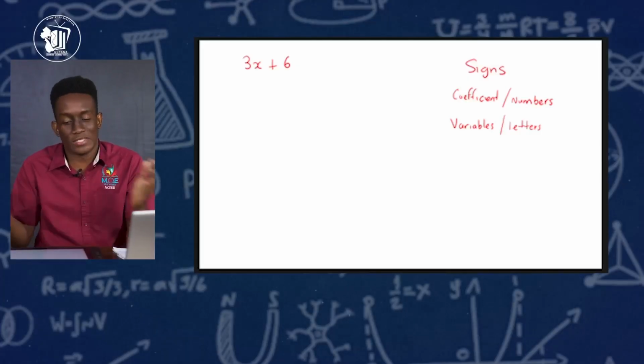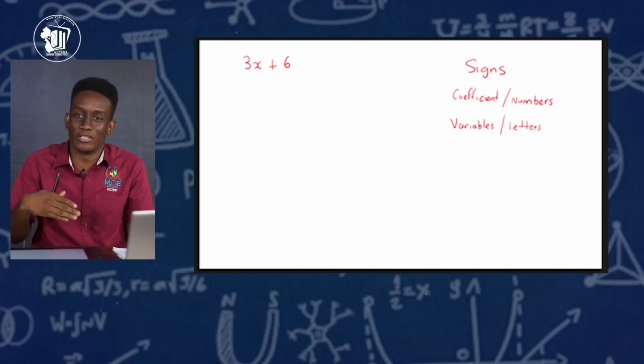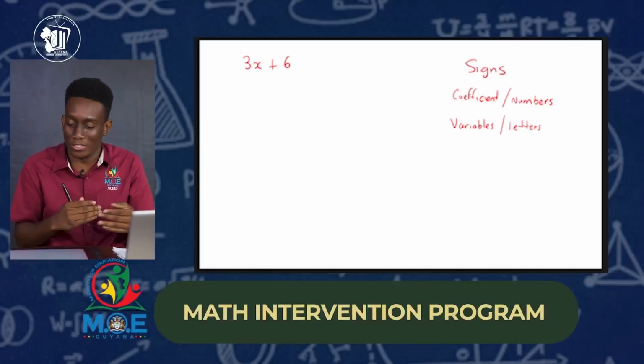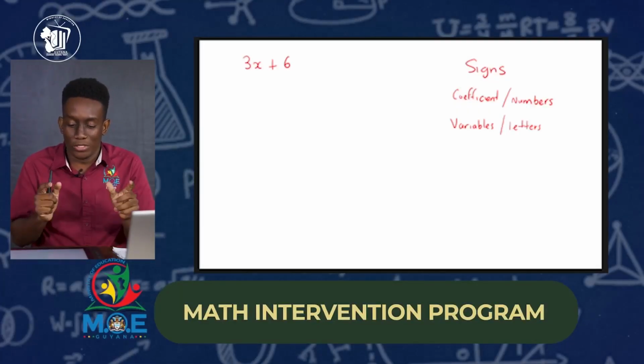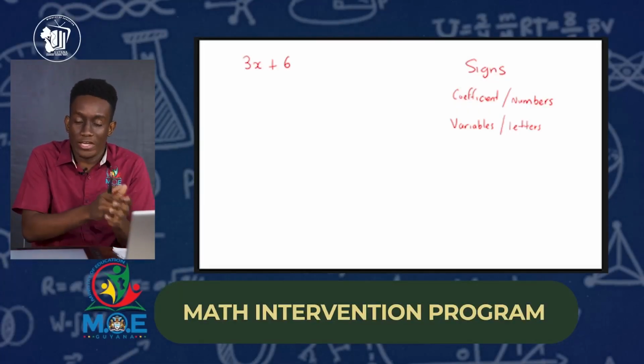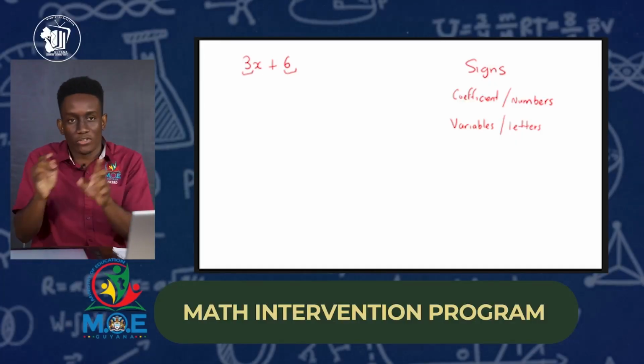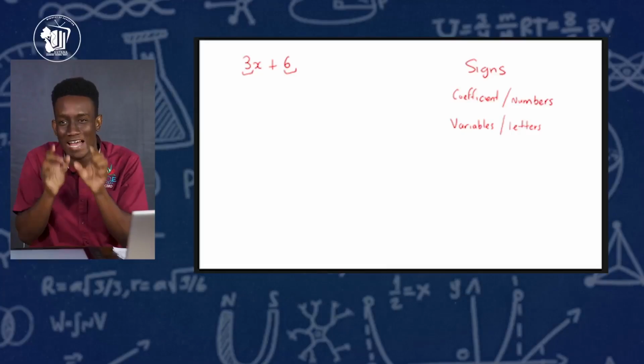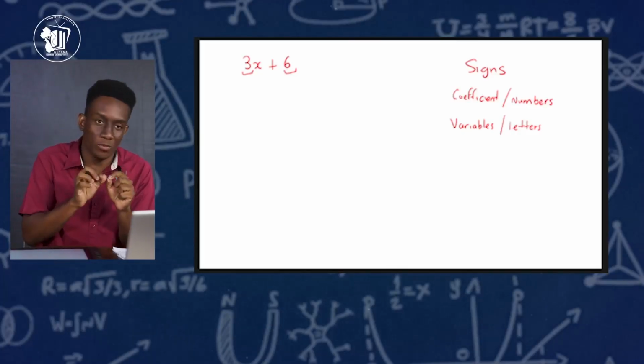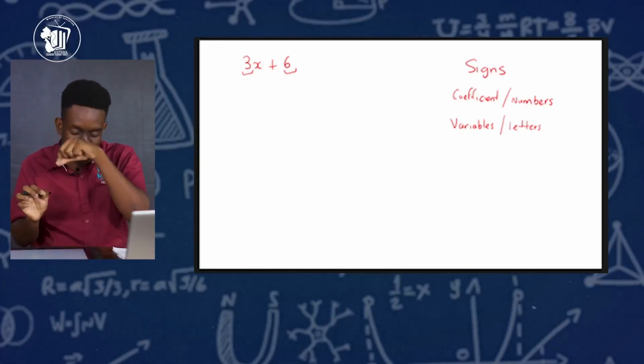So let's look at this first example, 3x plus 6. Now the signs are the same, so there's no need to factor out anything. The plus, we factor out the plus. Then we look at the numbers. We have the number 3 and the number 6. We look at 3 and 6 and we think to ourselves, what is the highest common factor between 3 and 6?